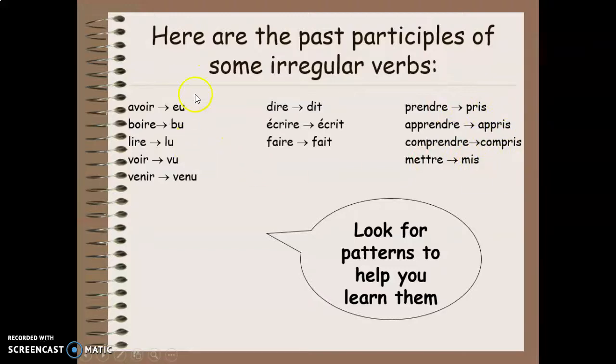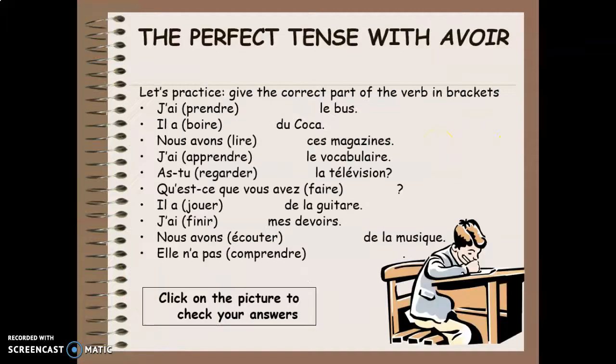So split them into three columns. Maybe your irregulars here: put all these ones that end in a U in a column, put all these ones that end in IT in a column, and put all these ones that end in IS in a column as well. And it should make it a little bit easier for you. So I'm going to give you a second. So try those now. Maybe pause the video and see if you can figure them out.